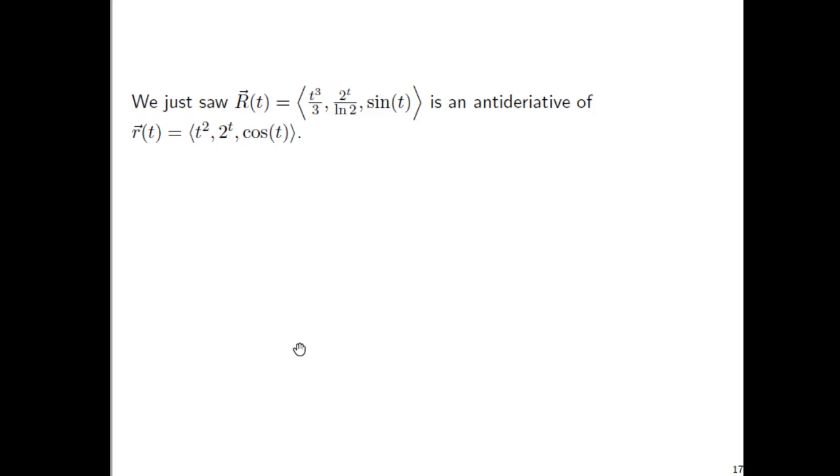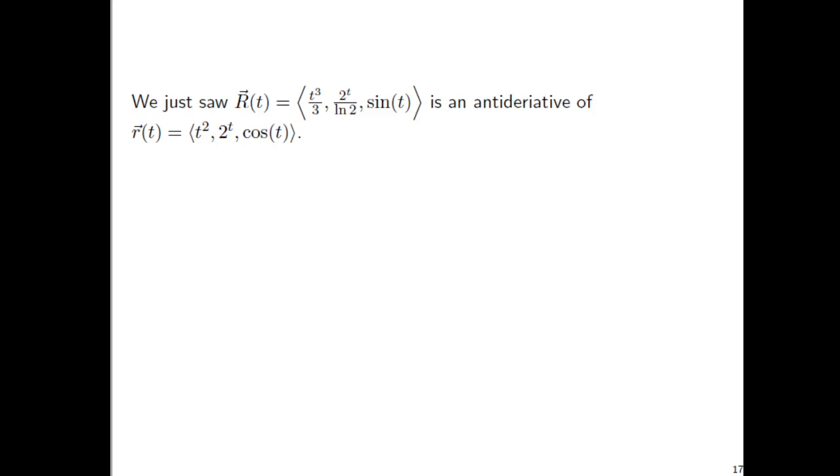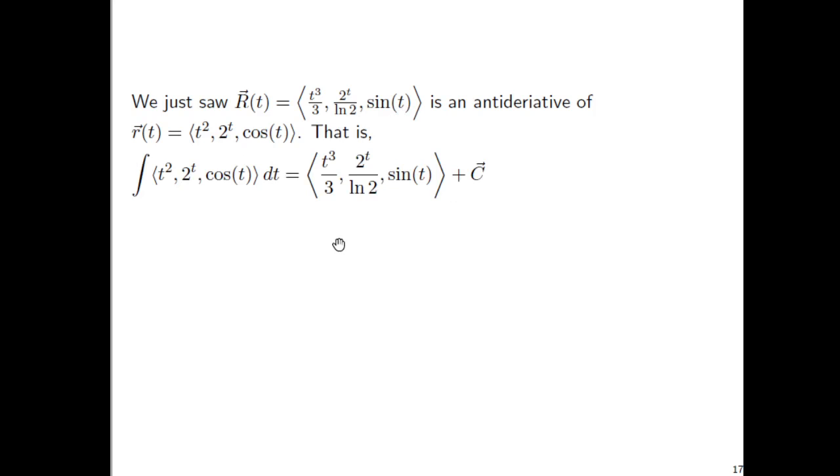Okay, so we just saw the following is an antiderivative. If you look at this, there are many antiderivatives. You actually have so many, just based on being able to pick any number you want for C1, C2, and C3, and they could be different numbers or the same number or whatever. So one of those antiderivatives is just the one where the C vector is 0, right? So t cubed over 3, comma 2 to the t over ln of 2, comma sine of t, that is an antiderivative of the vector function t squared, 2 to the t, cosine of t.